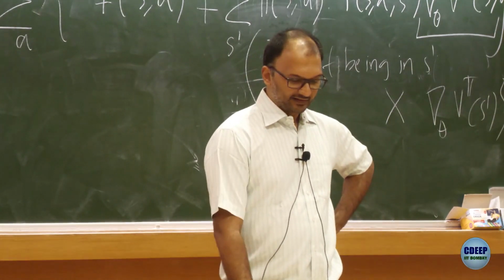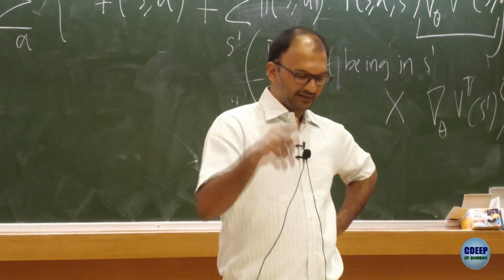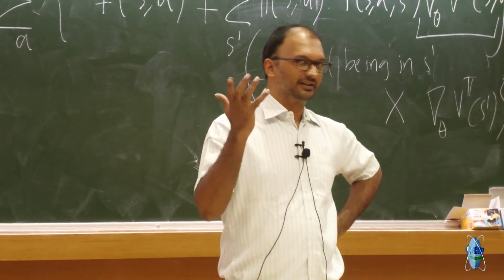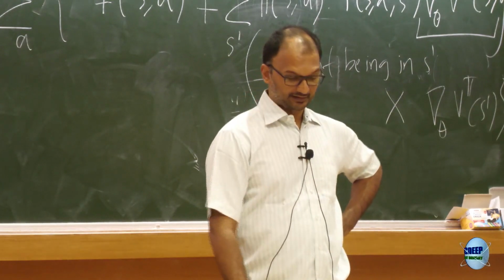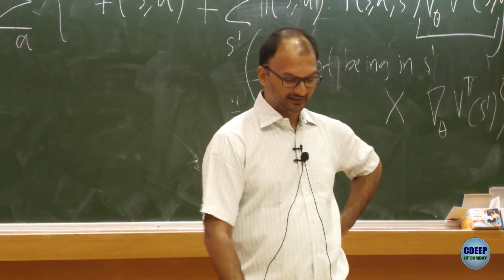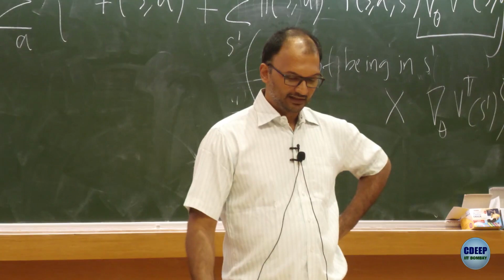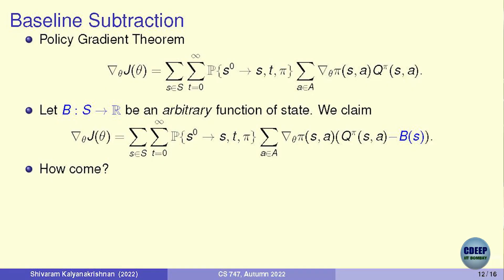Okay. Now, let B be some function that just gives a number for every state. It's a mapping from states to numbers, and it's some arbitrary function. Now, the claim I'm going to make is that the gradient of J, which we wrote down like this, can equivalently be written down like this. The only thing that's happening is instead of multiplying Q pi of S A, I'm multiplying Q pi of S A minus B of S.